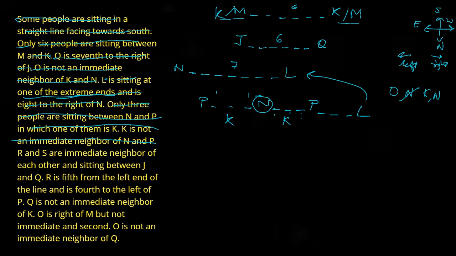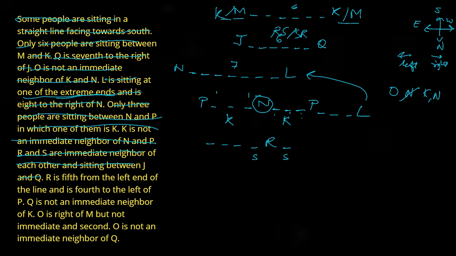R and S are immediate neighbors of each other and sitting between J and Q. So R and S sit here, either RS or SR, among these 6. Okay. R is 5th from the left end of the line. Let's say 1, 2, 3, 4. So this is where R is. So S can be either here or here. This is the information we have.